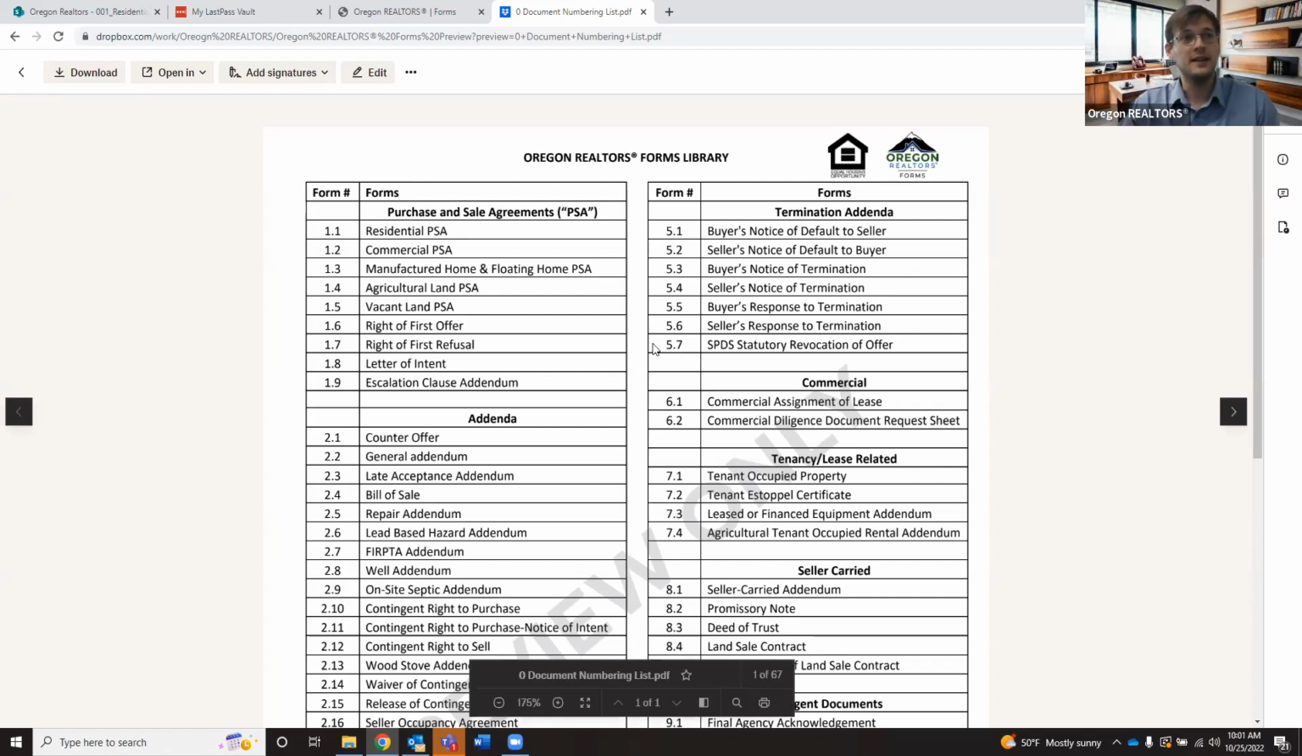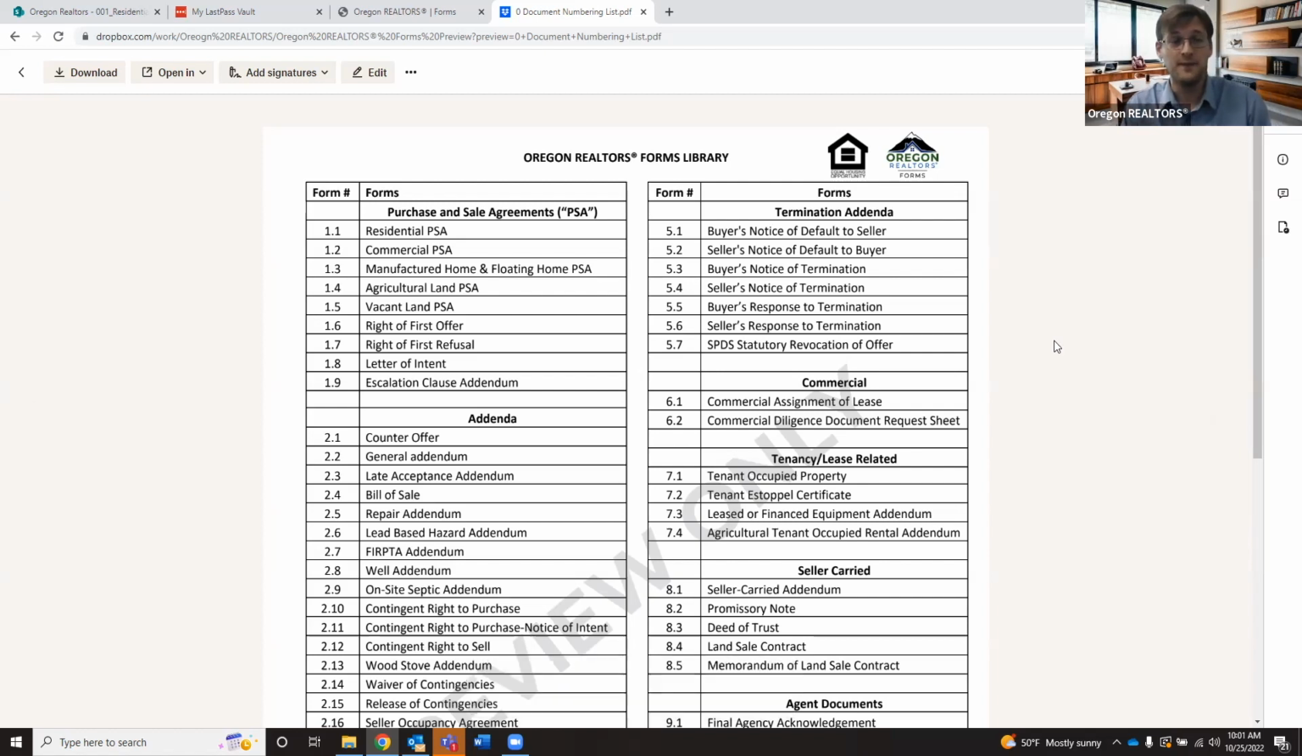The 6.0s, 5.7, seller's property disclosure, there's a revocation. That one's special because if you revoke, it's one of the few instances where escrow doesn't need identical instructions. The reason why we have a notice of termination and a response to termination is because of escrow. When you put your money in escrow and you don't have identical instructions for where the money goes when you've terminated your transaction, escrow clams up and the money gets locked in there until you figure out where it's supposed to go.